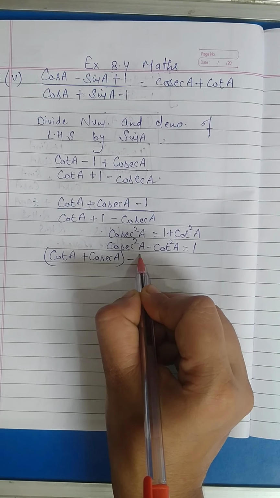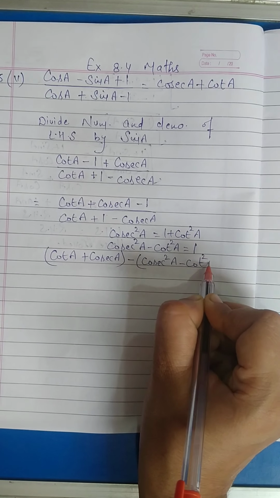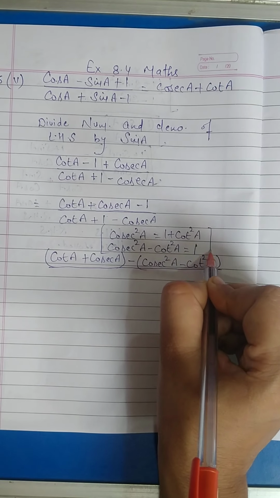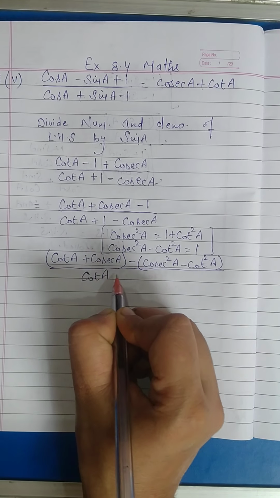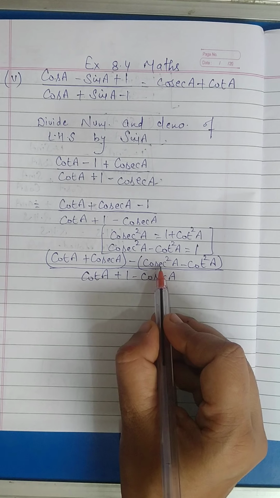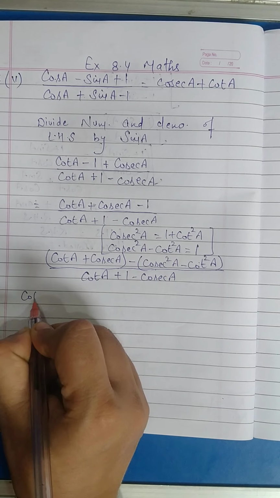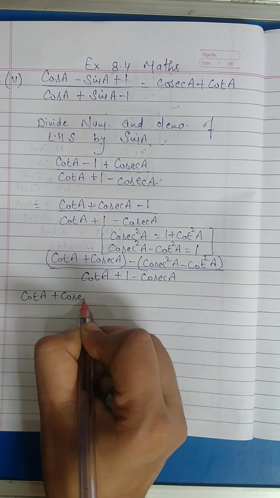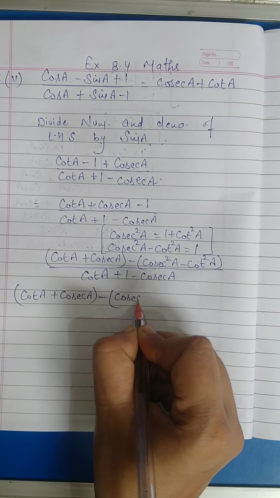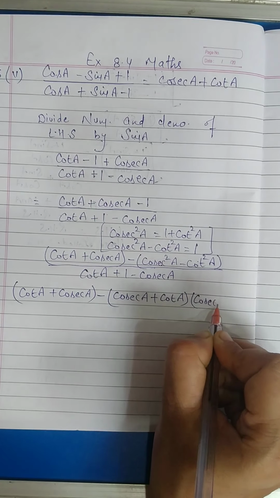Now here it's 1. We can write cosecant square A minus cot square A upon the same denominator. Now see, here we can apply an identity, A square minus B square. The first bracket remains same, minus, here we can apply the identity: cosecant A plus cot A, cosecant A minus cot A.